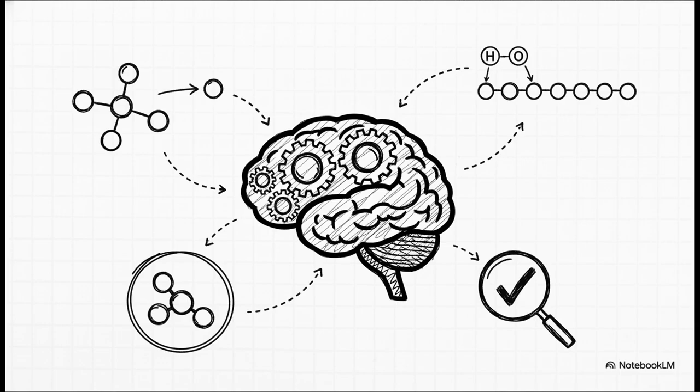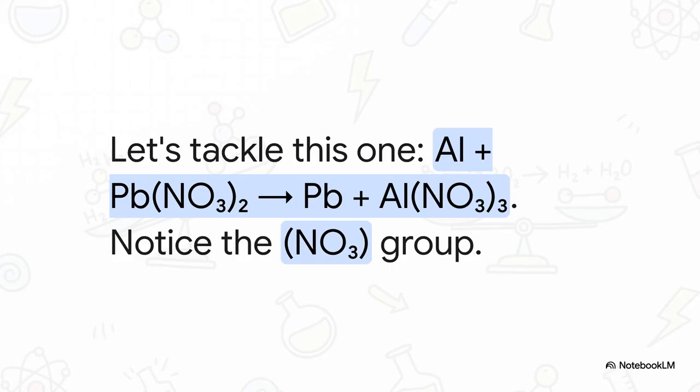But the real time saver is this. If you see a group of atoms that stays together on both sides, just treat it as one whole chunk. And of course, always, always, always double check your final answer. Okay, let's put this to the test.